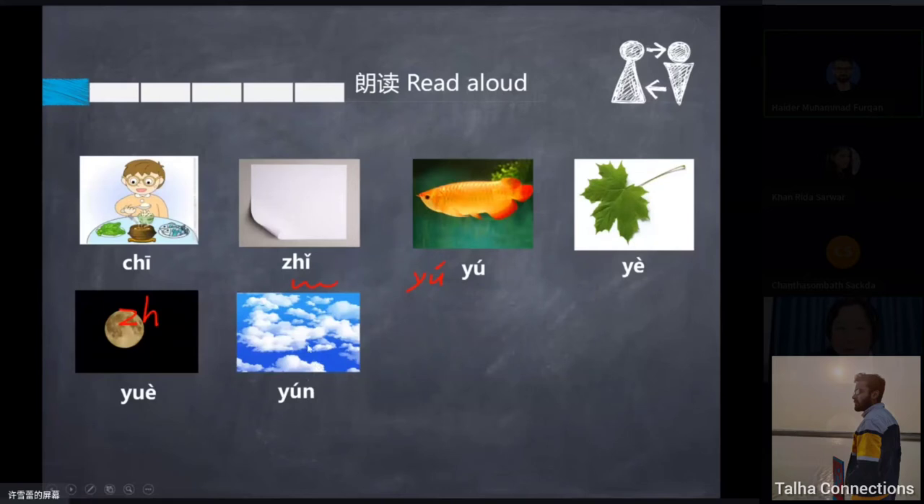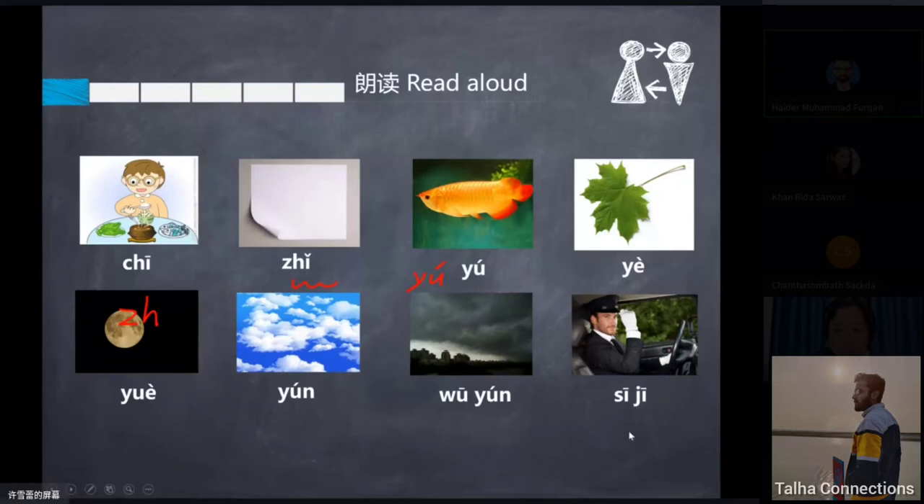Yun. Yeah, clouds. Yun is cloud. Now look at these two. This word consists of two syllables. The first one is wu, the second, yun. Wu yun. Now here in the sky, you see dark clouds. That is wu yun, dark cloud. Now, this picture. Can you read it?